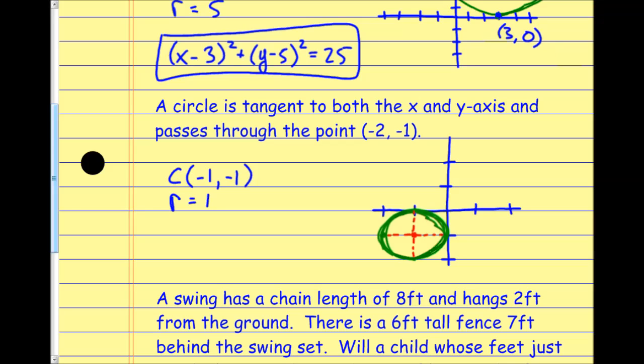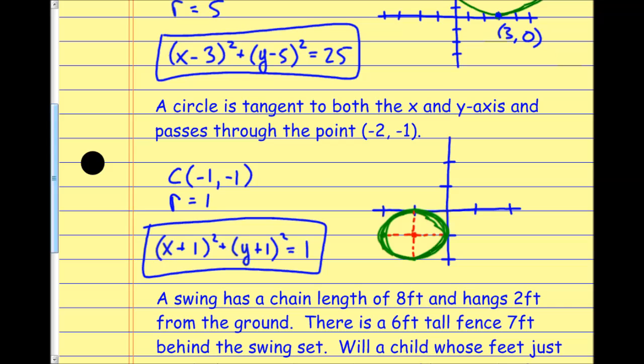X minus h, which is like a +1 squared, plus y minus k, which is like a +1 squared, equals r squared, which is 1 squared, which is 1. Okay? And so this is a unique situation where it's really easy to just see it once you plot that point. You know the circle has to pass through that point, and it can't cross over the x and the y-axis. It just has to touch them. There's only one circle that's possible for us to draw in this scenario.